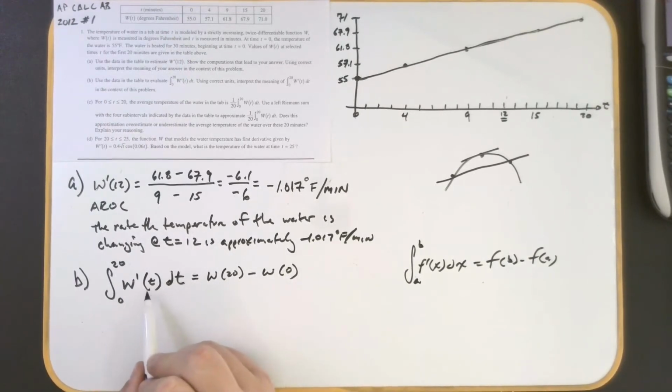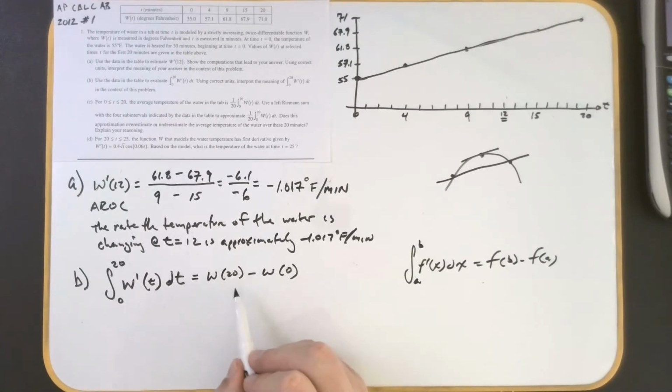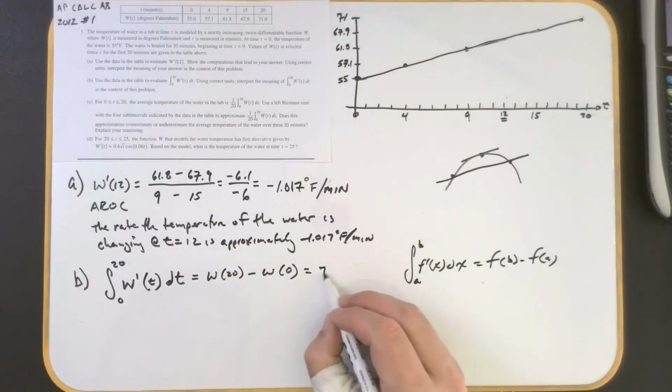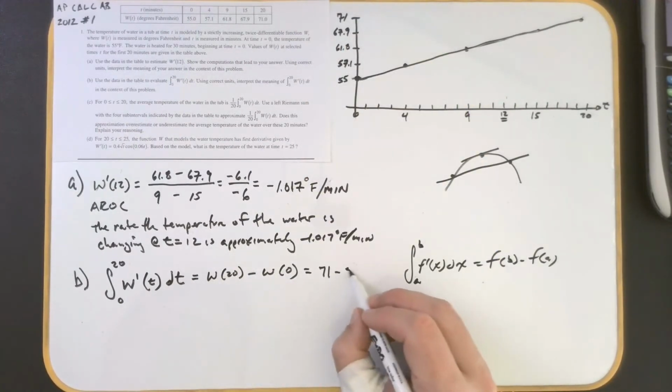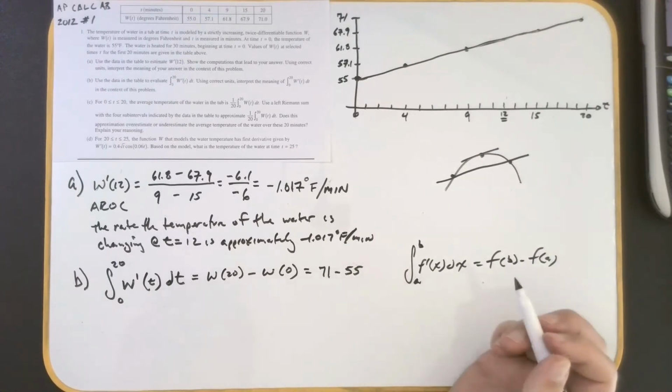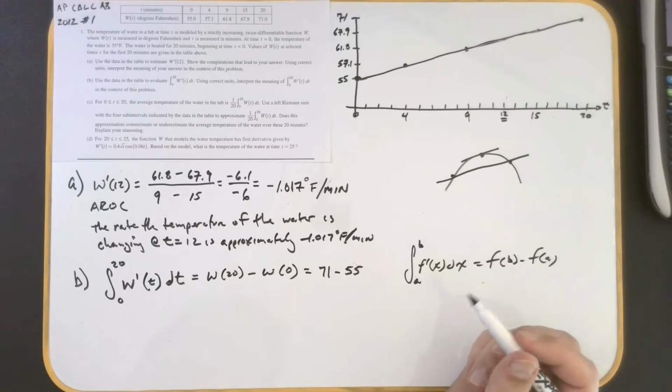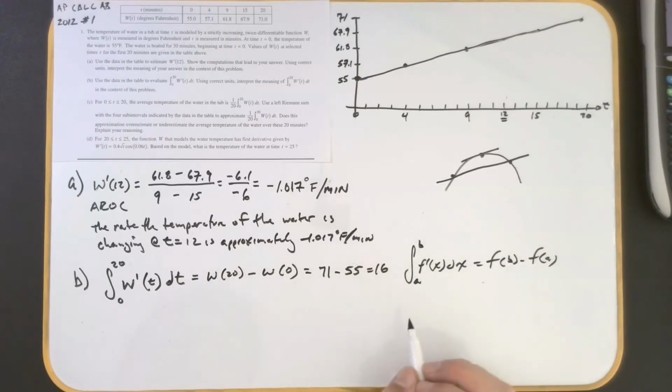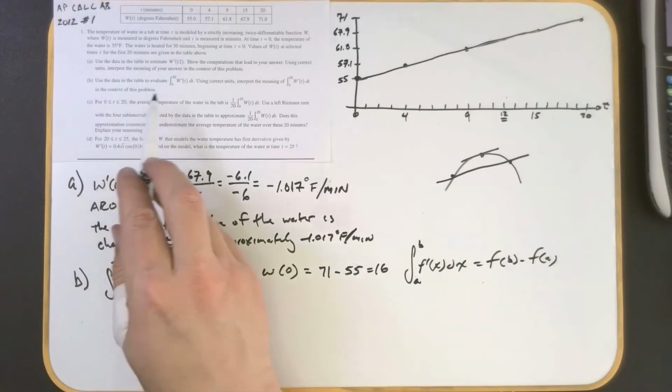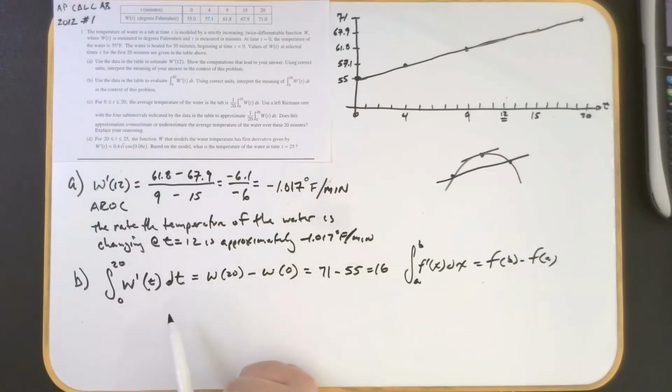So if you integrate the rate the temperature is changing, you get how much the temperature changed. Well, we actually have these values from the table. From up here, w of 20 is 71 degrees, and w of 0 is 55 degrees. So you're sitting there going, this is weird. Did I do something wrong? Our answer being 16. And so what it says is use the data in the table to evaluate, which we needed to, but we needed to understand the fundamental theorem. Using correct units, explain. Well, this would mean that if you integrate the rate the temperature is changing, the temperature changed 16 degrees, but then you got to be precise about the time measurement.